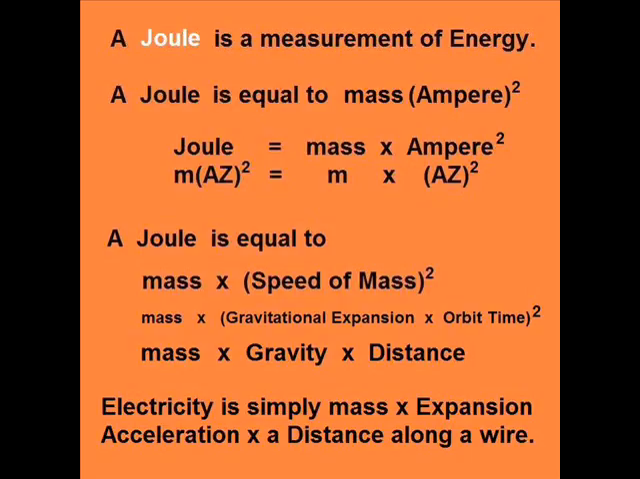A joule is a measurement of energy, and a joule is equal to mass times ampere squared. A joule, maz squared, is equal to m times az squared. And a joule is also equal to mass times the speed of mass squared, or mass times gravitational expansion times orbit time squared, and as well mass times gravity times distance. And electricity is simply an energy of mass times expansion acceleration times a distance along a wire.